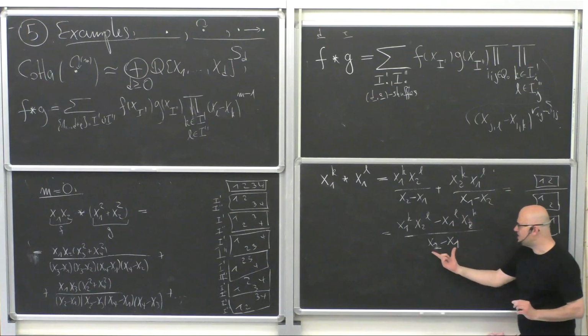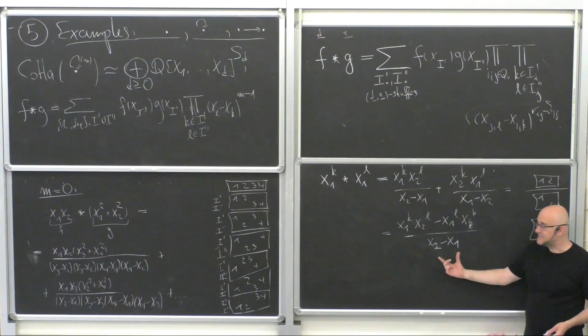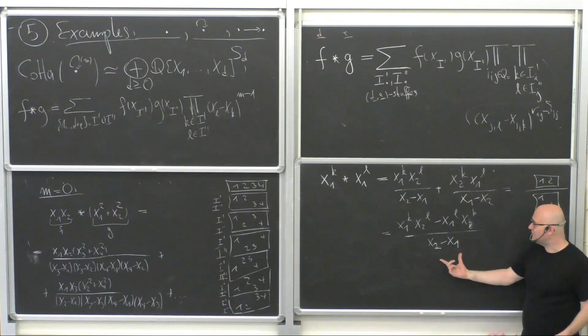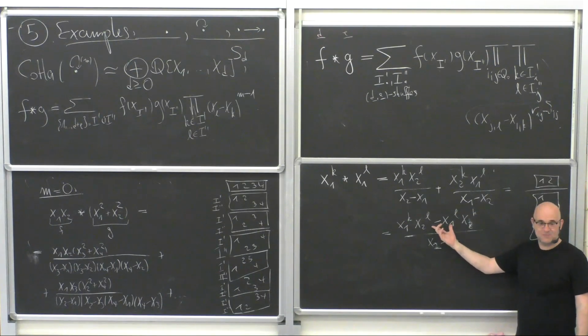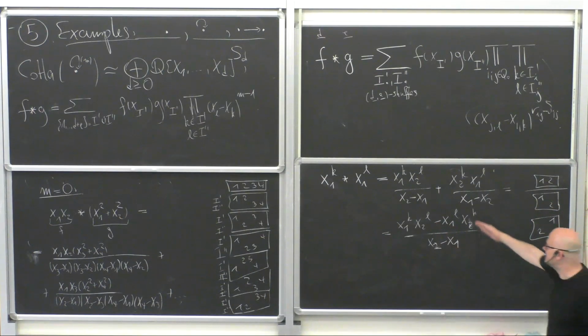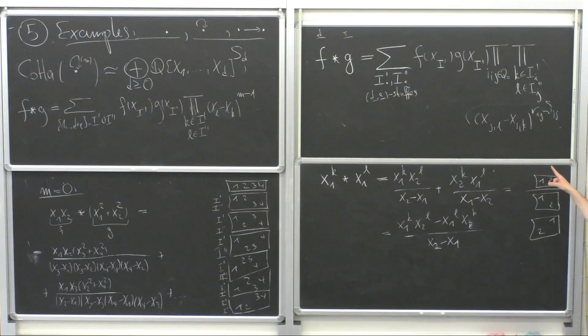When is a polynomial divisible by x2 minus x1? Well, if it vanishes whenever you identify x2 and x1. So x2 equals x1 are the common zeros of the polynomial. And indeed, if you plug in x1 equals x2 in the numerator, you get 0. So this thing is divisible by this. That is the general argument for this expression to yield a polynomial.